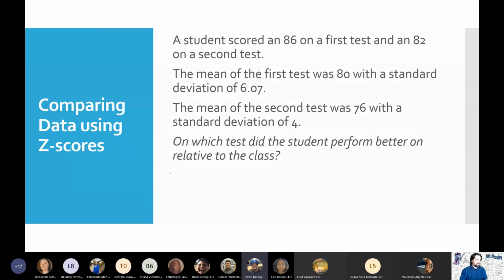So we'll look at the first test. Our z-score on the first test is going to be 86, the score, minus the mean of 80, divided by 6.07.